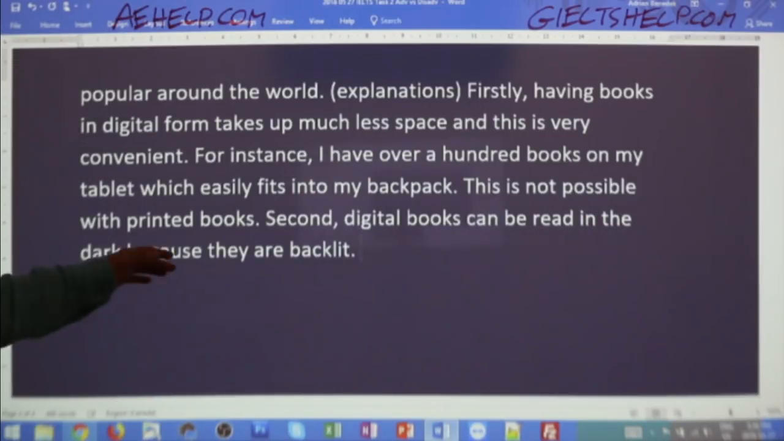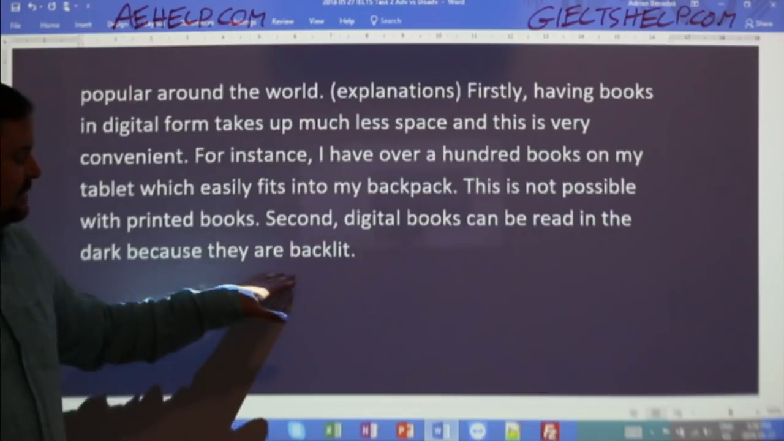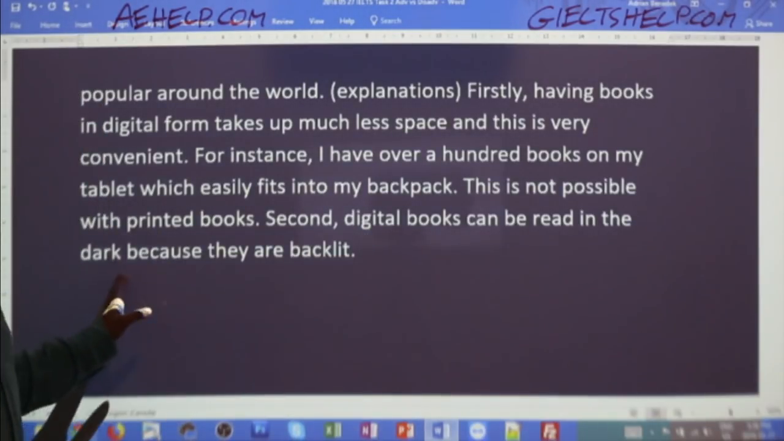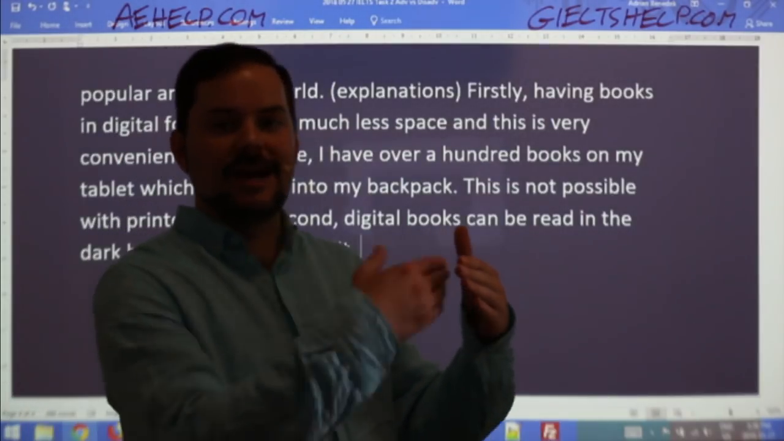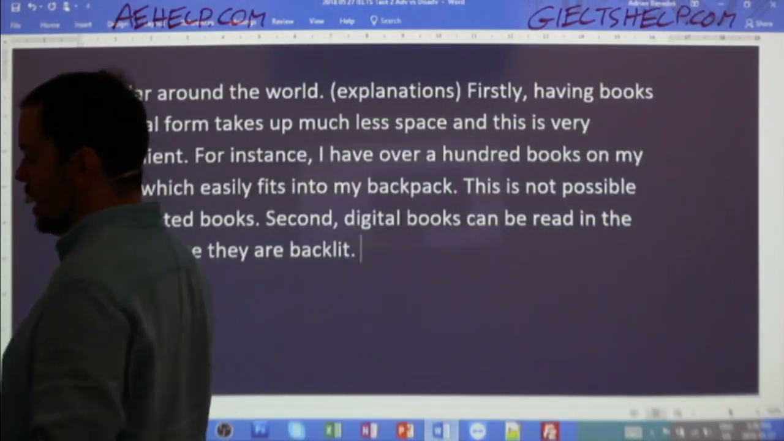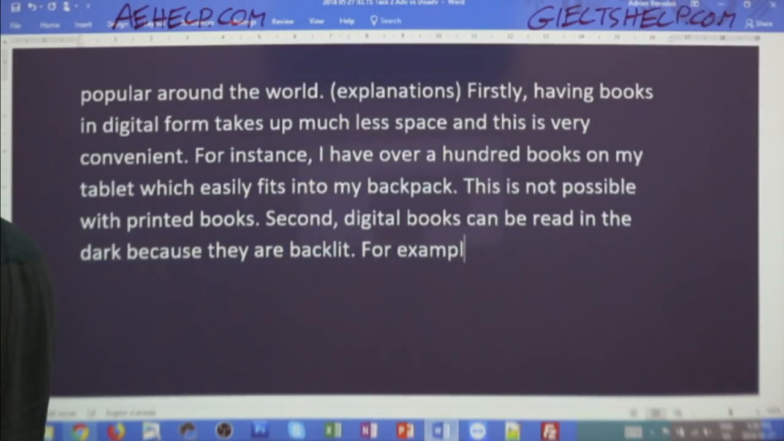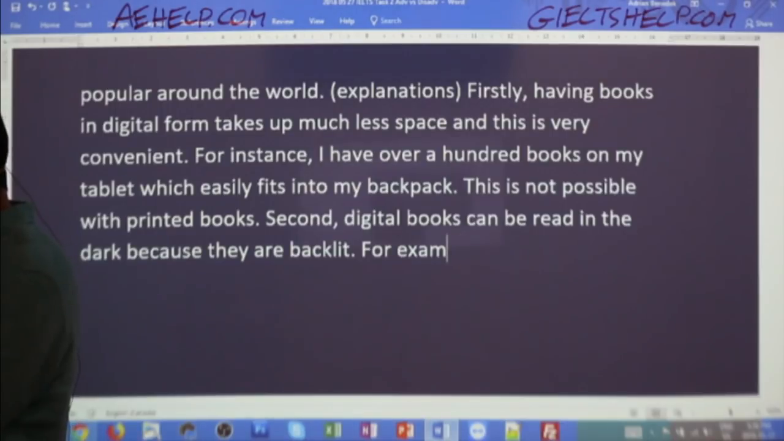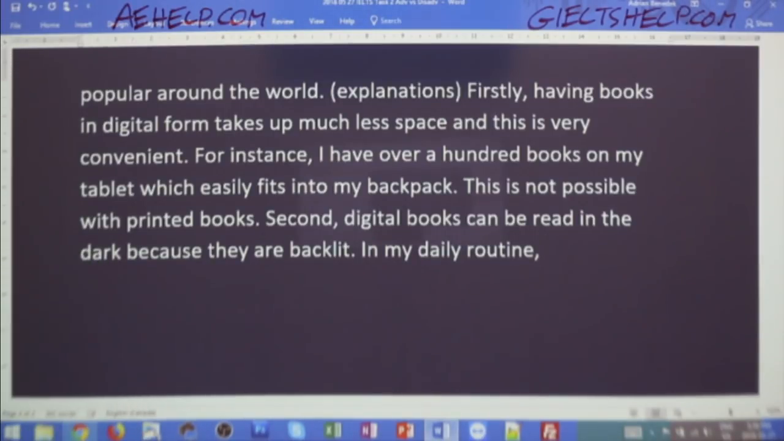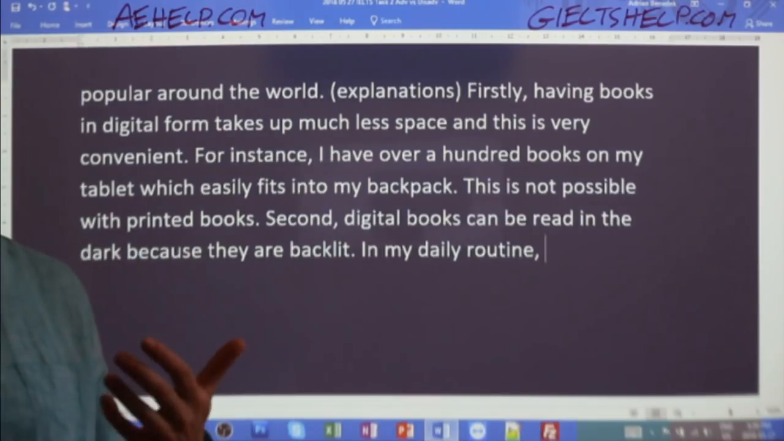Sometimes it's tricky to figure out is that one word or two, so it's good to practice your writing on computer so it can correct it. So second, digital books can be read in the dark because they are backlit. Backlit means that there's light coming from behind, right? Give me an example. Okay, yeah, Amazon Kindle, but tablet or phone, they're all backlit as well.